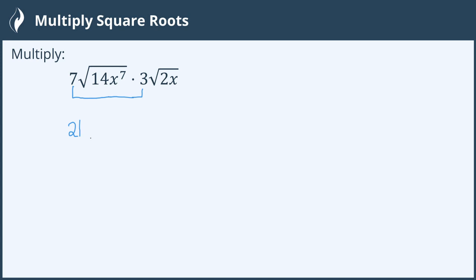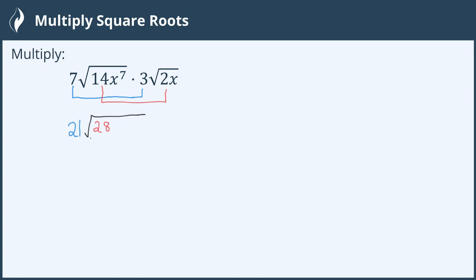Next, we're going to multiply the terms inside the radical, so we'll draw our radical sign to keep them inside the radical, and start with our whole numbers. 14 times 2 is 28.